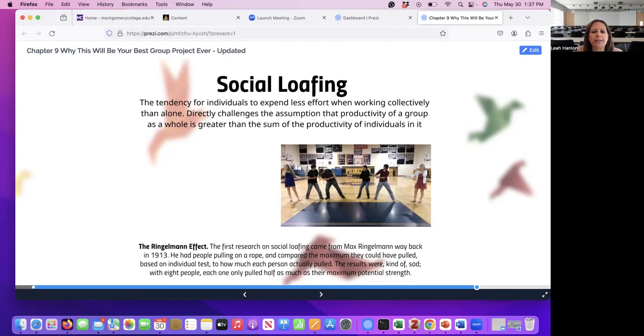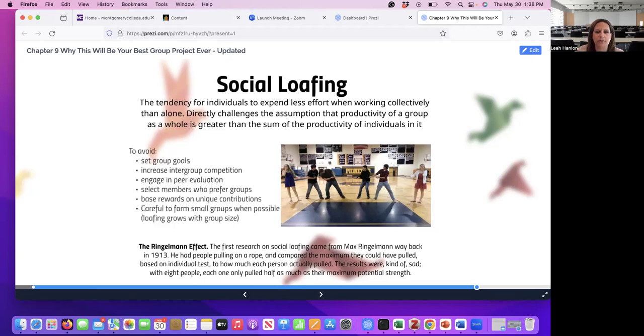It directly challenges the assumption that productivity of a group as a whole is greater than the sum of the productivity of individuals in it. An example of this is the Ringelmann effect. The first research on social loafing came from Max Ringelmann way back in 1913. He had people pulling on a rope and compared the maximum they could have pulled based on individual tests to how much each person actually pulled. The results were kind of sad. With 8 people, each one only pulled half as much as their maximum potential strength.